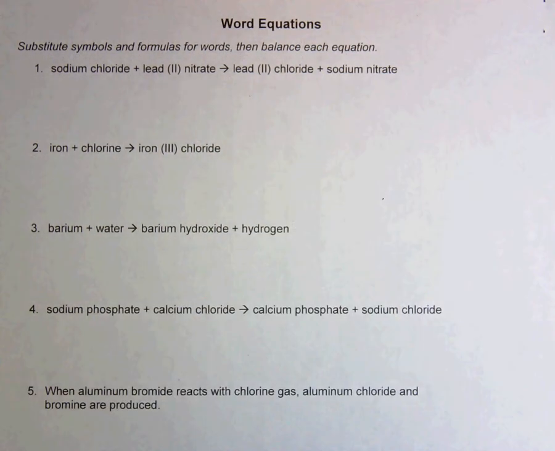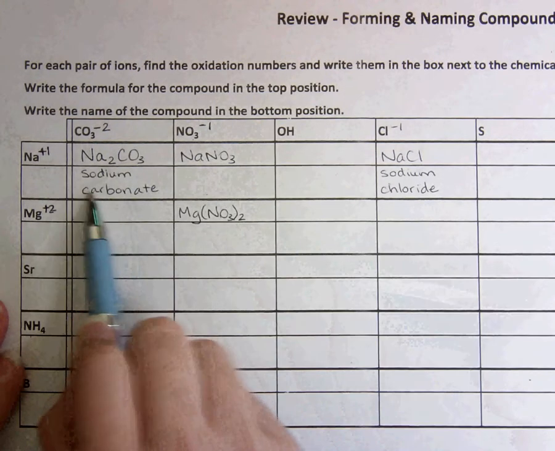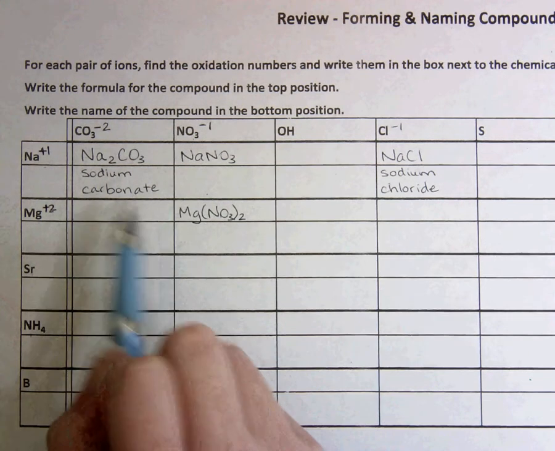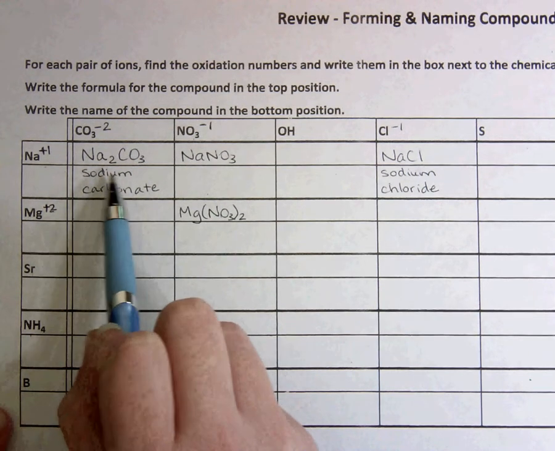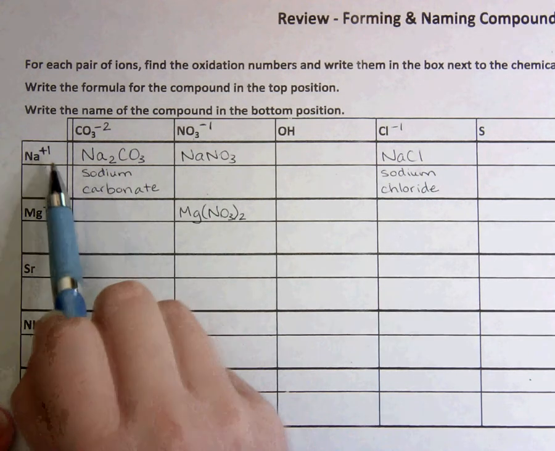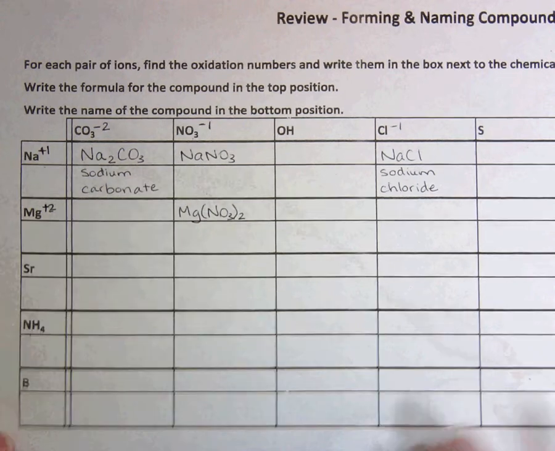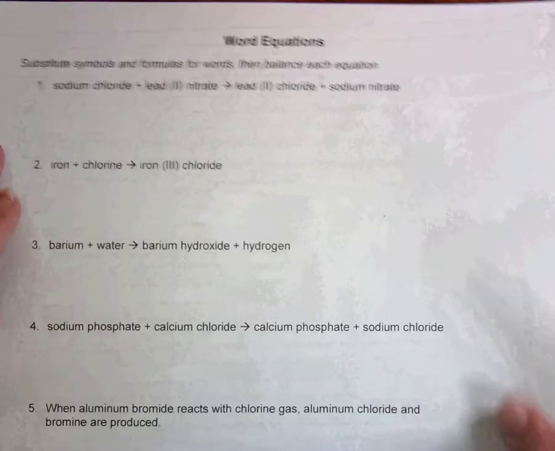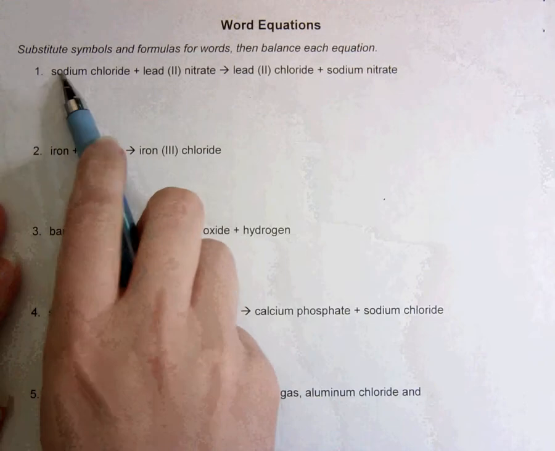So remember on the sheet before here, we were naming these. So now we're going backward. If we know the name of it, then we can tell what makes it up, and we can go ahead and make the formula name. So here we have sodium chloride.